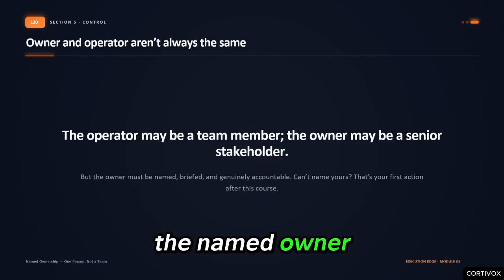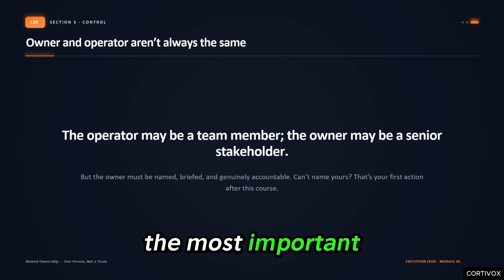The named owner and the operator are not always the same person. The operator may be a team member, the owner may be a senior stakeholder. Both roles are required, but the owner must be named, briefed, and genuinely accountable. If you cannot name the owner of an AI system you are responsible for, naming one is the most important action to take after this course.